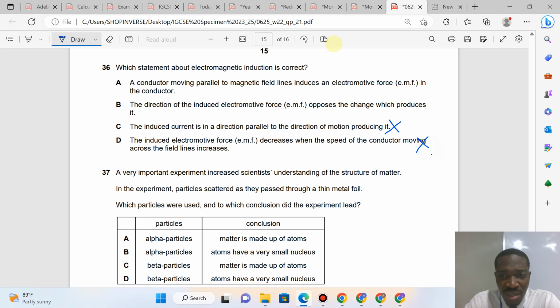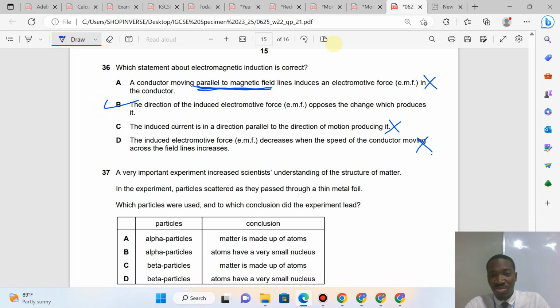Let me look at number one again. A conductor moving parallel? No, no, no. The conductor must not move parallel to magnetic field lines. The conductor must move perpendicularly to the direction of the magnetic field lines. I didn't take note of this statement. So when you say parallel, the conductor is moving in the same direction. Hence, it is not cutting across the magnetic field line. So that one is not correct. Option B is the correct answer.